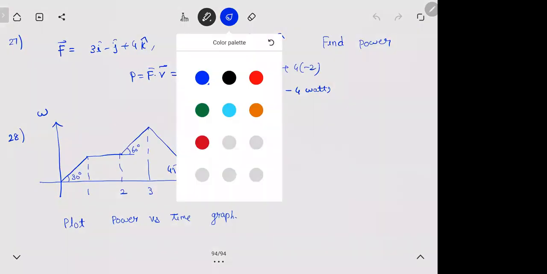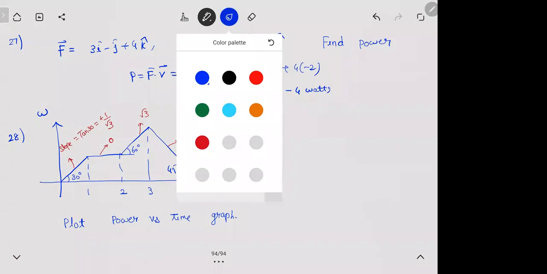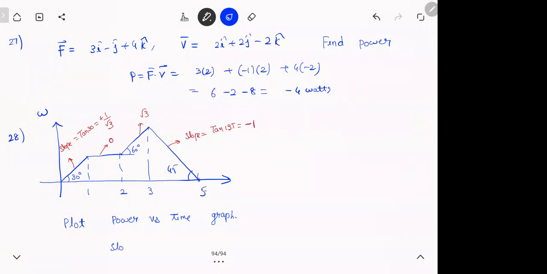Second thing, how to draw the graph. What is the slope here? Tan 30, which is plus 1 by root 3. What is the slope here? 0. What is the slope here? Root 3. What is the slope here? Tan 135. You should take it with the positive x-axis, no? Minus 1. So now we know here the slope is power. The slope in a WT graph is power.